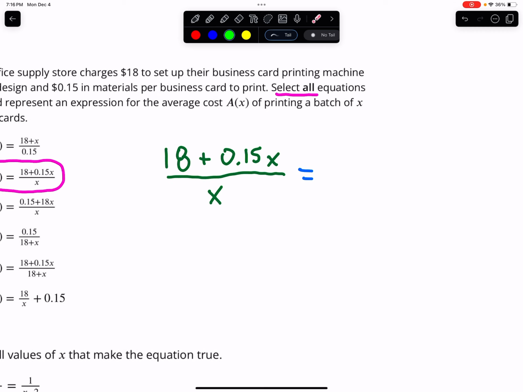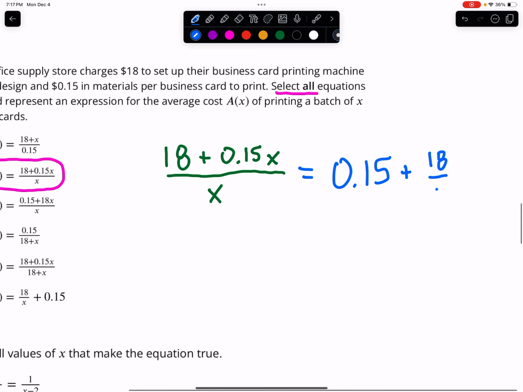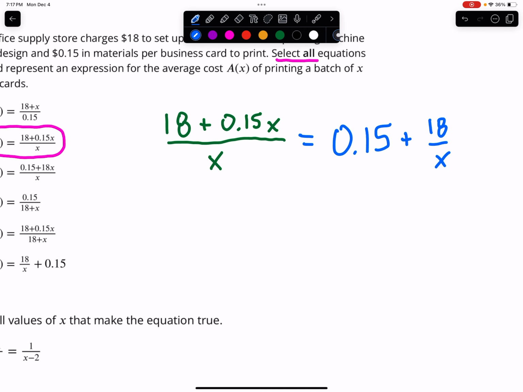So let's rewrite this. We got the 0.15x divided by x is just 15 cents. And then we said the 18 is stuck up there. We can't get it out. It's just 18 over x. It's got no x's to pull out. So 0.15 plus 18 over x. And once again, why do we write stuff like this? Because we want to see what happens when x gets really, really large.